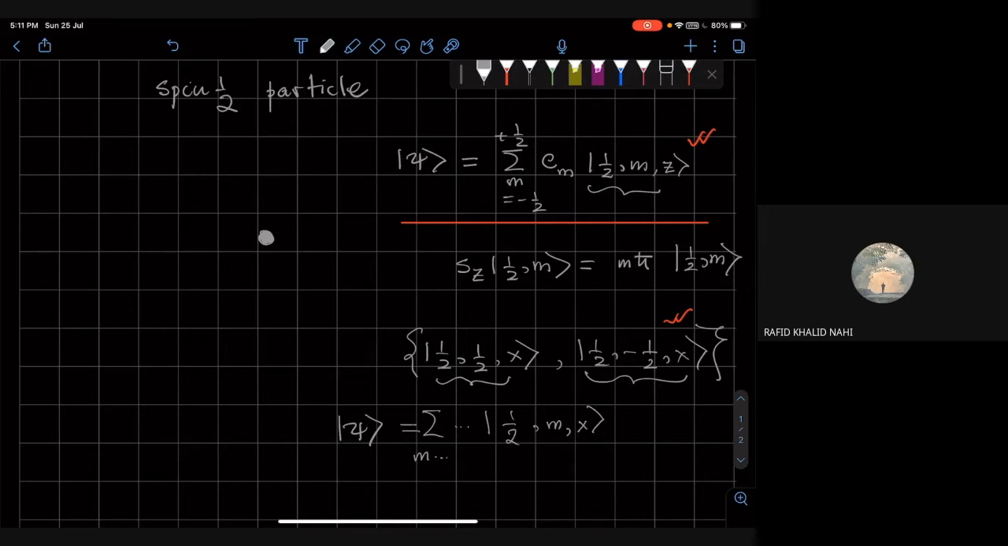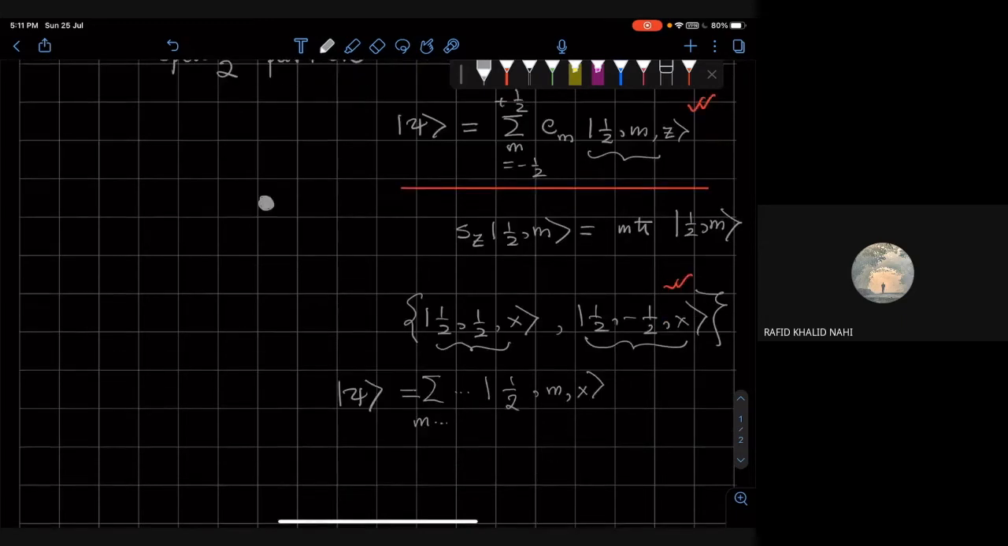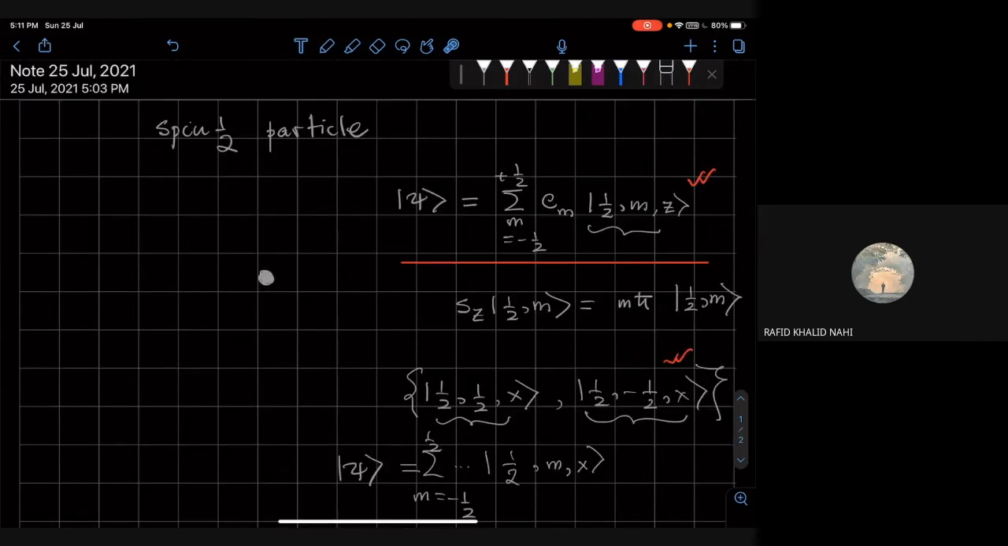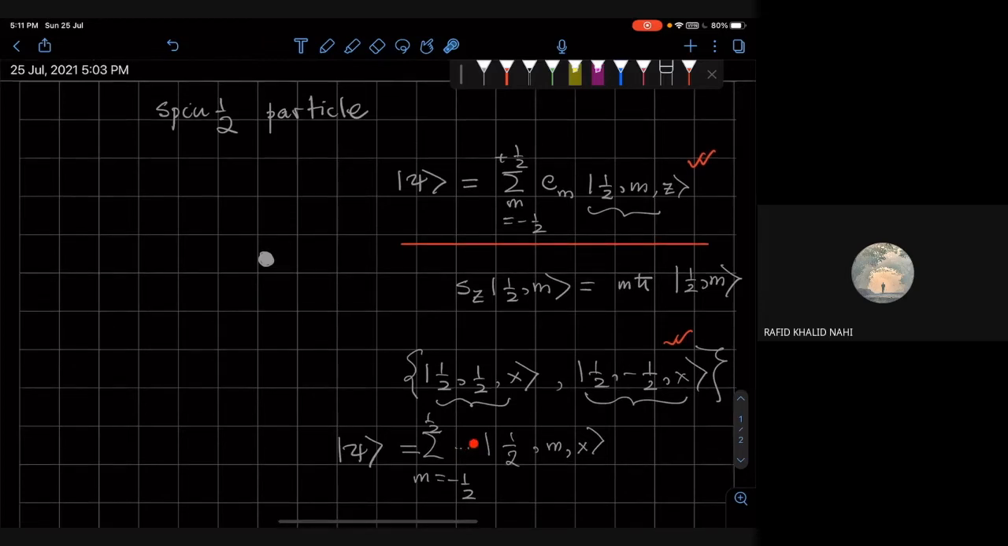So, sir, my guess would be that the coefficients would remain the same, as well as the sum limits. Right. The sum limits, you're right, are going to be the same, because even in the x basis, this quantum number is still -1/2 and +1/2, right? But this coefficient, nice, this coefficient would change from this one. What do other people think?